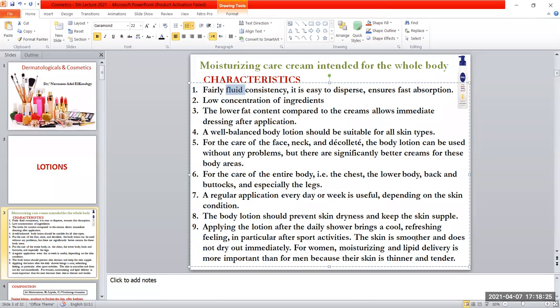Using lotion makes your skin smoother and doesn't dry out immediately. يعني after taking shower, if you do not apply lotion, maybe after some hours or the next day, you will find your skin begin to be dry. But applying lotion will preserve your skin, will maintain the moisture content inside your skin and preserve the moist look and the soft look of the skin.